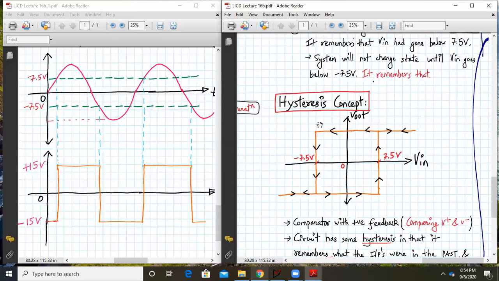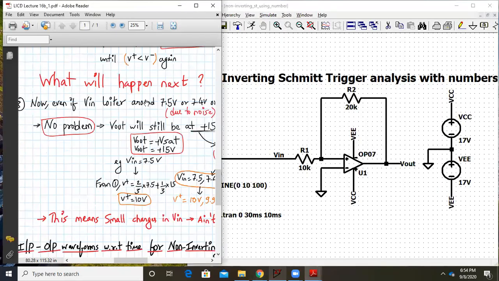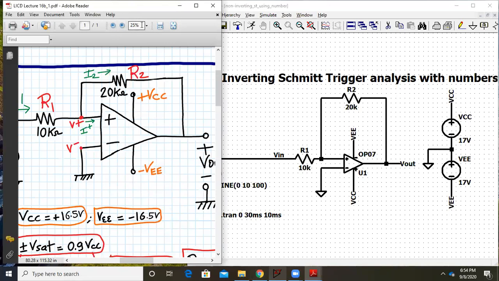This is hysteresis. Okay, so now let us go and check some numbers with the LTSpice simulation. Let me open this. Yeah, so this circuit remains the same. This is my same circuit. Let me reduce this to around, let's say, 20.